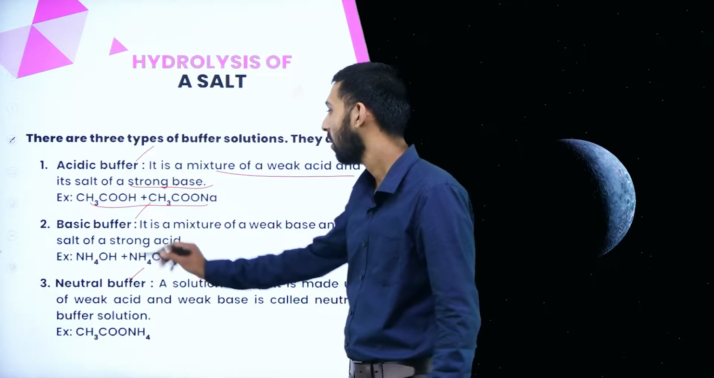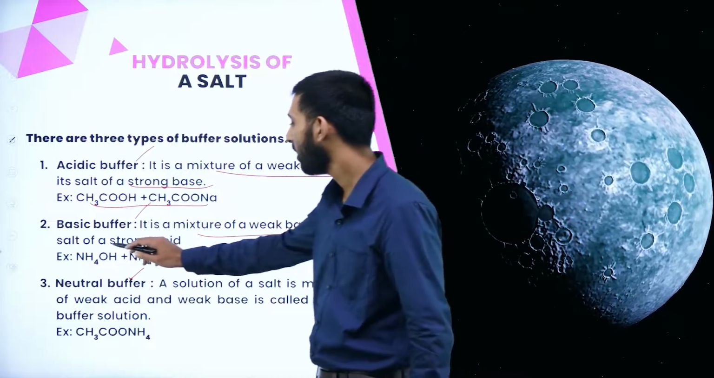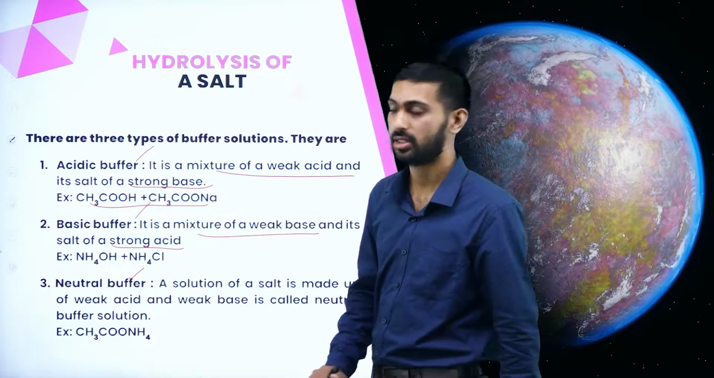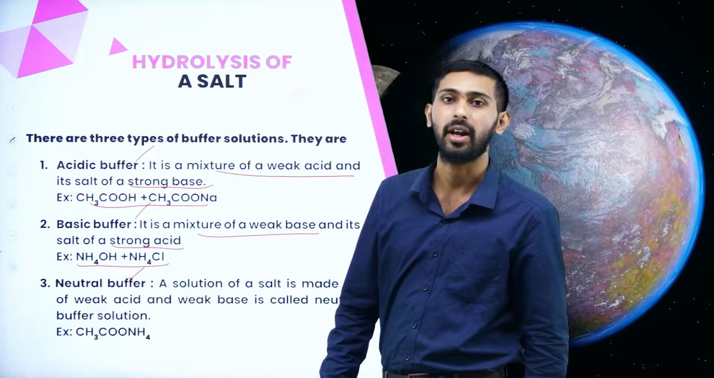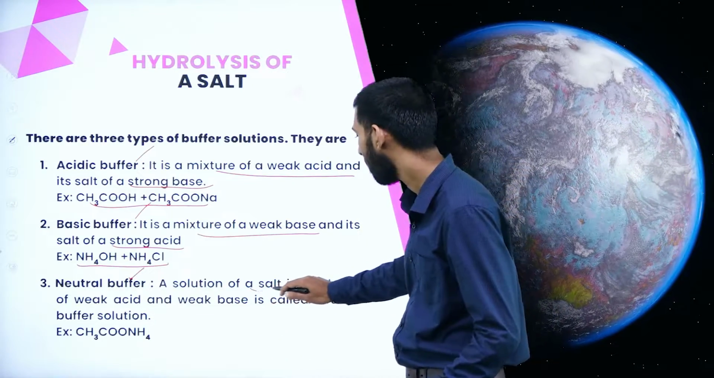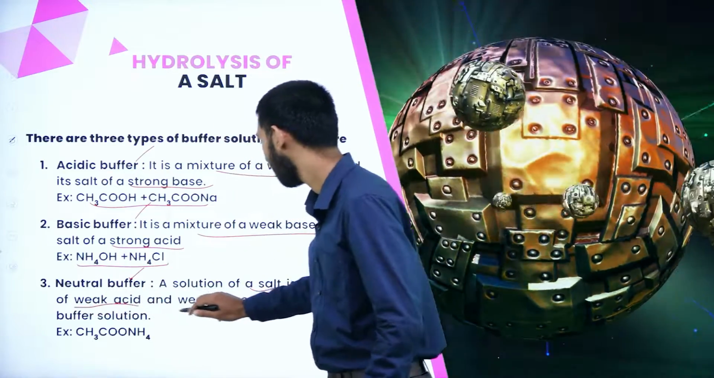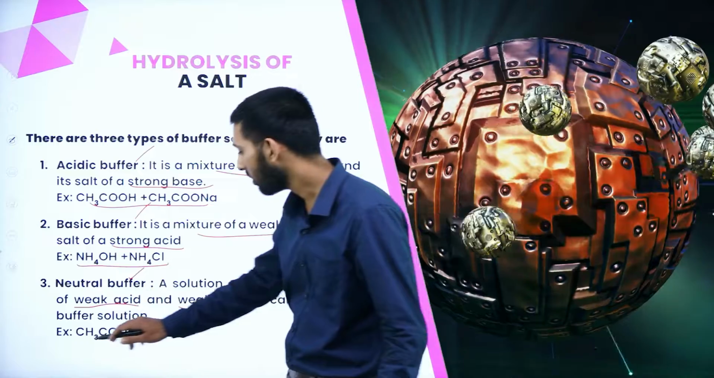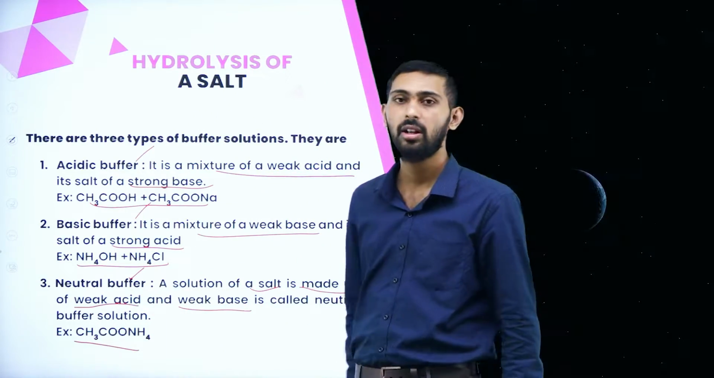Next thing is basic buffer. Basic buffer means it is a mixture of weak base and strong acid. That is known as ammonium hydroxide and ammonium chloride. Next thing is neutral buffer. Neutral buffer means it is a solution of salt which is made up of weak acid and weak base. That is known as ammonium acetate. That is known as neutral buffer.